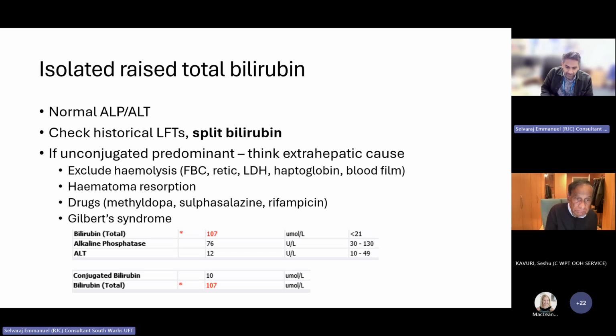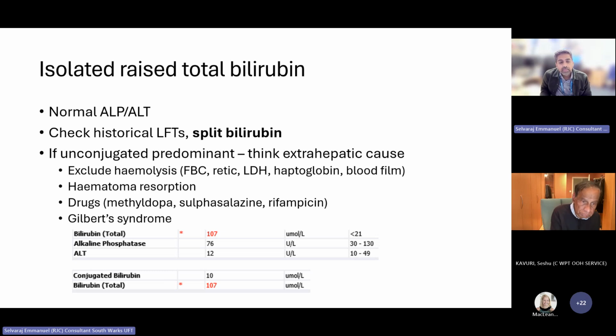So we'll go into specific liver enzyme derangement. One of the things that we see sometimes is isolated raised total bilirubin, but the liver enzymes, the ALP and ALT, are normal. So it's helpful to check the historical LFTs in this case, because has it been raised before, and has there been a split bilirubin to work out how much of it is conjugated and how much of it is unconjugated.